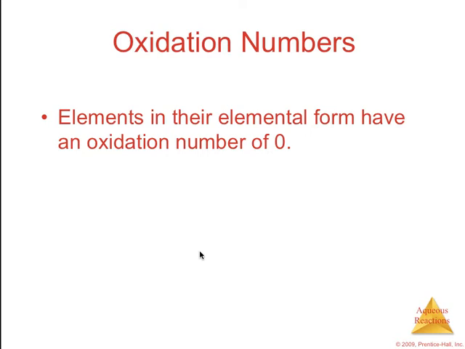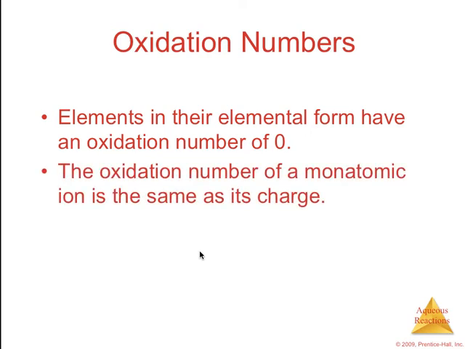So elements in their elemental form have an oxidation number of 0. So metal in its neutral solid state would have an oxidation number of 0. So when you see a metal by itself, like we saw copper solid or silver solid, aluminum, any of those metals, it would have an oxidation number of 0. The oxidation number of a monatomic ion is the same as its charge, and you saw that in the example.